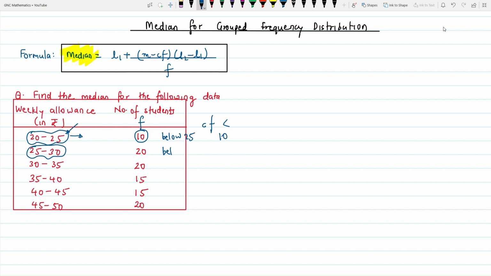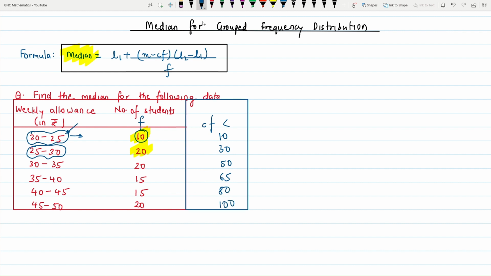Proceeding, in the next we will ask ourselves how many observations are below 30. So below 30, it means all students who are getting weekly allowance below 30. So that will be the 10 in the previous class along with the 20 in the current class. So that will be 10 plus 20, which will be 30. Similarly, the next one will be 30 plus 20, 50. Then 50 plus 15, 65. 65 plus 15, 80. And 80 plus 20, 100.